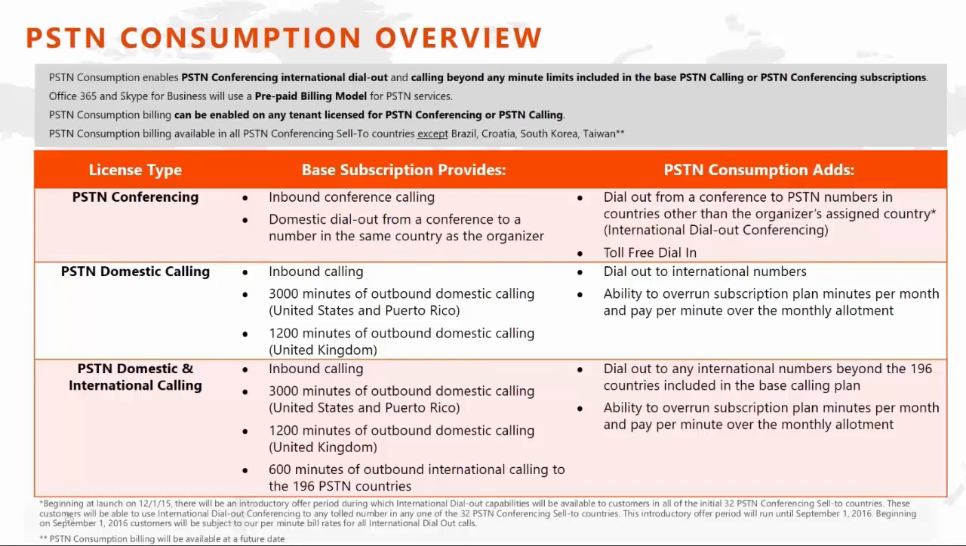Now, the PSTN domestic international calling. There are some countries that are not included in the base calling plan. There's 196 that are included. Okay, that's a lot, but I believe last time I checked, and don't quote me on this, I'm not a geography major, there's around 215 countries that are active that actually have telephone lines. With that being said, that means you've got 19 countries that aren't included with that international calling plan feature, and the consumption billing would allow you to call out to them as needed.